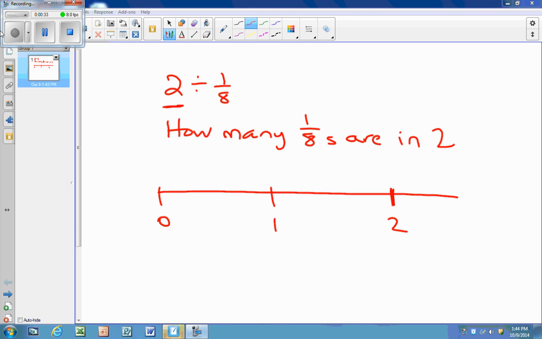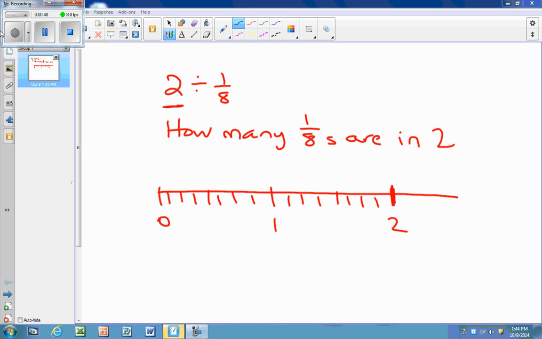So I'm going to make that line really dark. You can do that in your book also. I'm just going to catch up a little bit and divide my line into 8 equal parts, just like your book has it, so that we can see the eighths. So now the question is, how many eighths are there in 2?